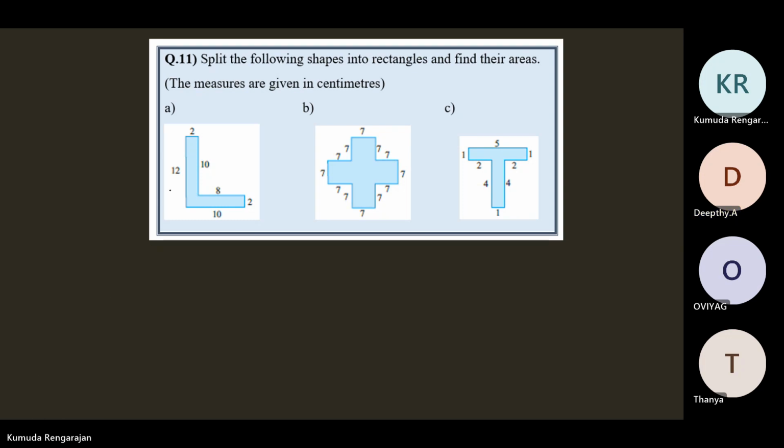Now, children, see this 12. What is 12? From here to here. This is 12, children. And 10 is from here to here. 8 is from here to here. This is 8. This is 2. This full thing is 10. This is 12. This is 2. This is 10.